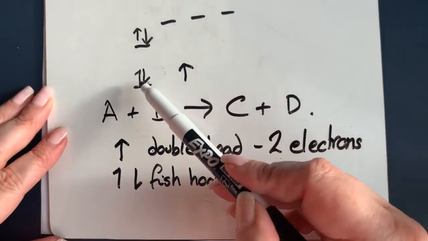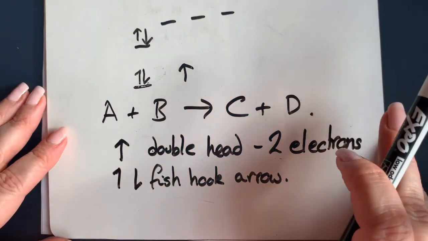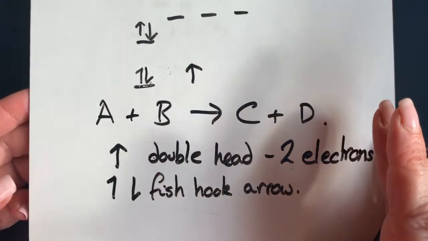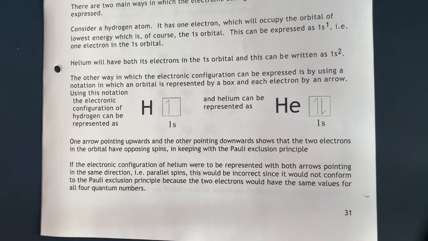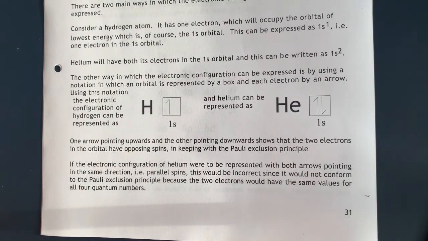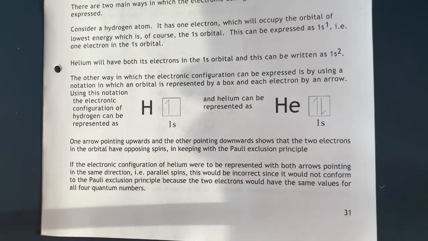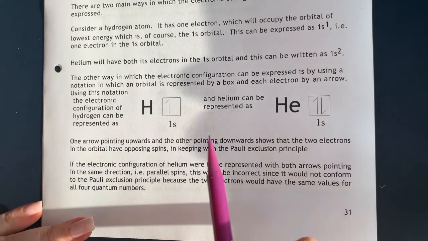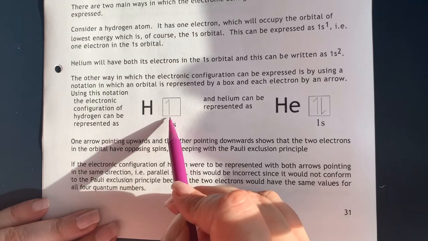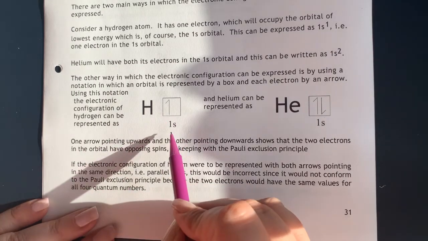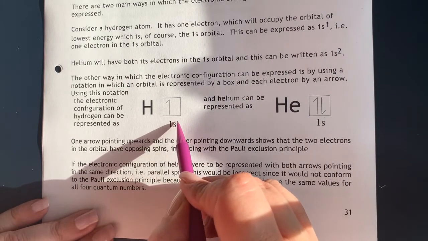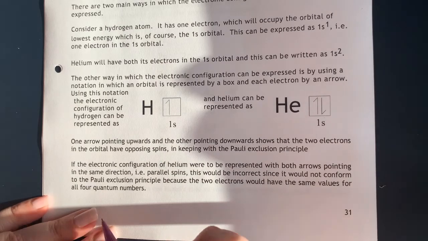The other issue is that we don't draw these diagrams like this. What we draw is something called an orbital box diagram. So for hydrogen, we draw a box for the first orbital. It's orbital 1s and it's got 1 electron in it, so that would be 1s1. You don't need to put the 1 here because it's shown as 1 electron.